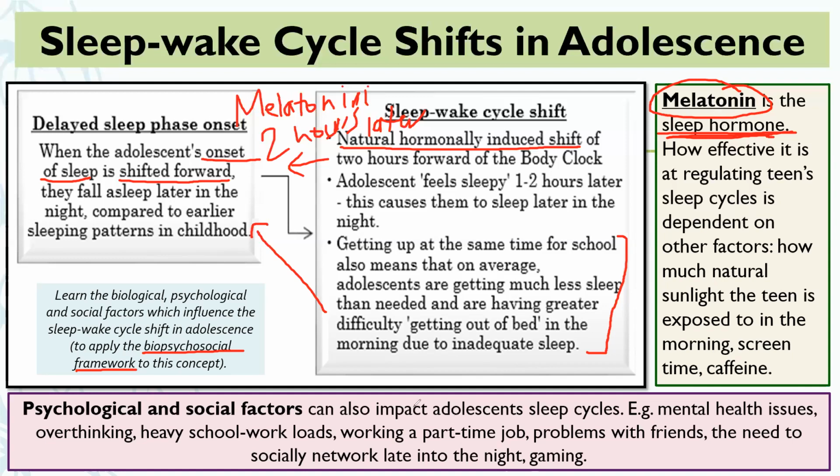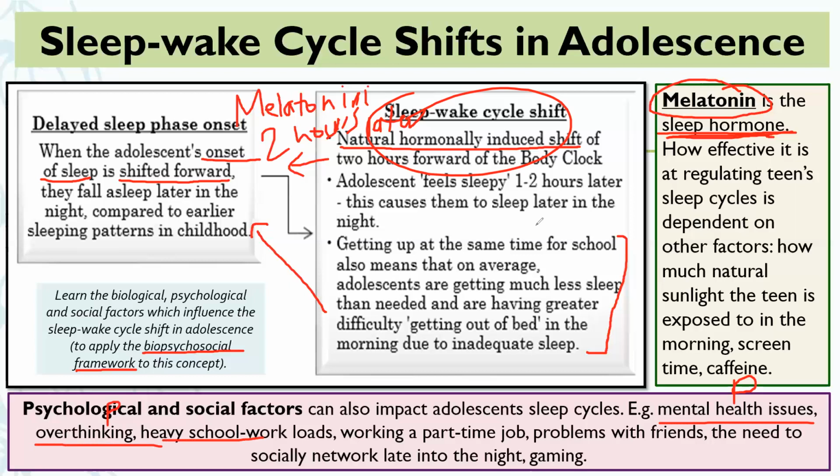Psychological and social factors can also impact your sleep cycles. Not so much impact the release of melatonin itself, but I guess it can impact your actual sleep cycle and how quickly you fall asleep. So if you've got mental health issues like stress or anxiety, these can obviously lead to problems with sleep-wake cycle, and it can exacerbate that sleep-wake cycle shift that we talked about before. So this is P, so that's psychological factor. Overthinking is another psychological factor because it's relating to your thoughts.